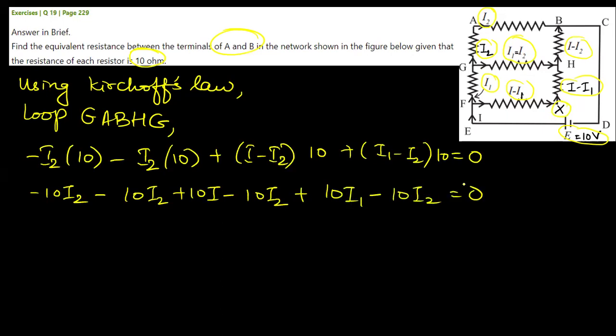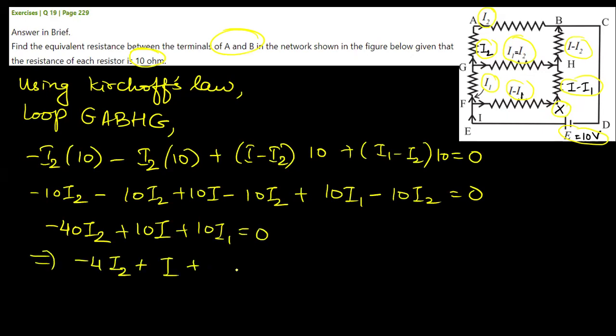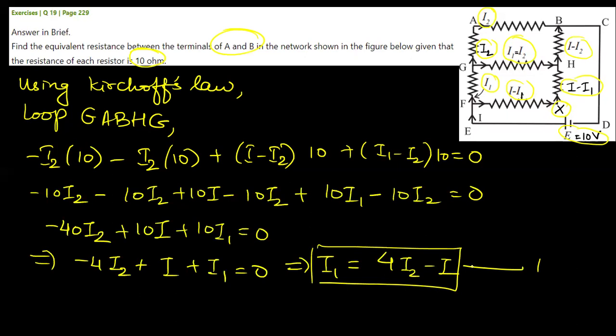If I take I2 terms together, I see there are 4 terms of I2. So that will be minus 40I2 plus 10I plus 10I1 equal to 0, divided by 10. So I get minus 4I2 plus I plus I1 equal to 0. From here, find the value of I1. So I can write I1 equal to 4I2 minus I. This is my first equation.